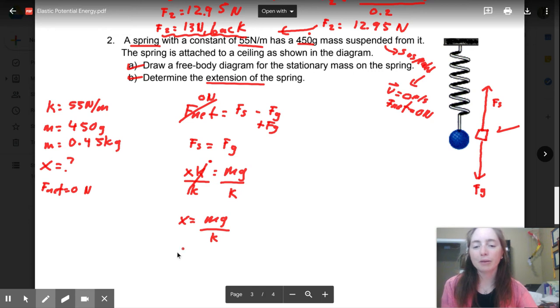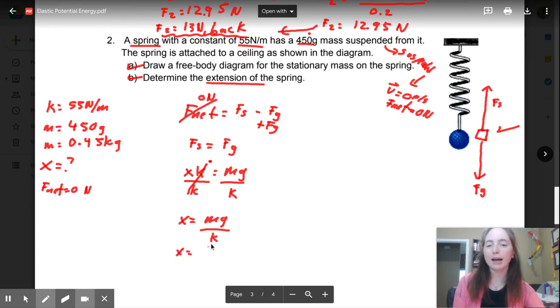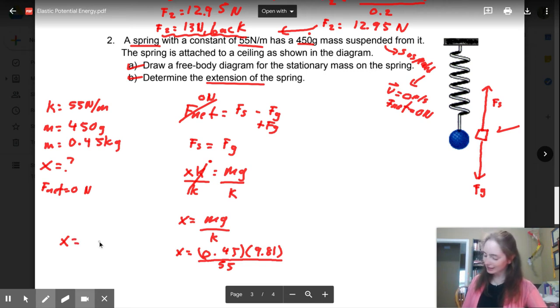And now I'm going to plonk my numbers in. So my mass is 0.45 kilograms. G, as always, ladies and gentlemen, so long as we're close to Earth, averages 9.81. And then we're going to divide by K of our 55. And that's going to give us a lovely value of X to be 0.008 meters.